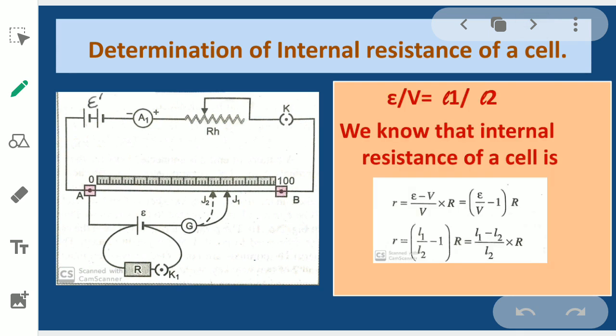Next, you know the internal resistance r of a cell, this is the formula we have already discussed. Small r, the internal resistance of a cell, is equal to E minus V upon V into R, which is E by V minus 1 into R. And by putting the value E by V equal to L1 by L2, this is the equation of internal resistance of a cell.